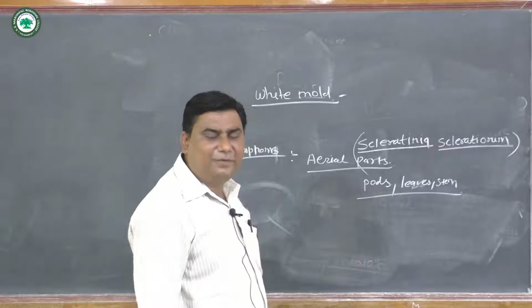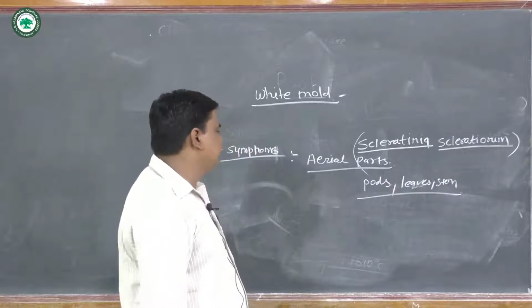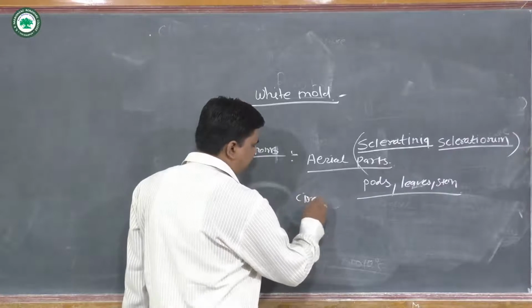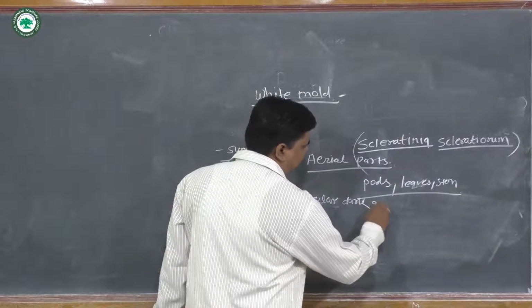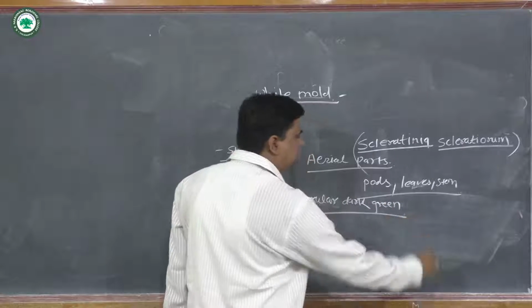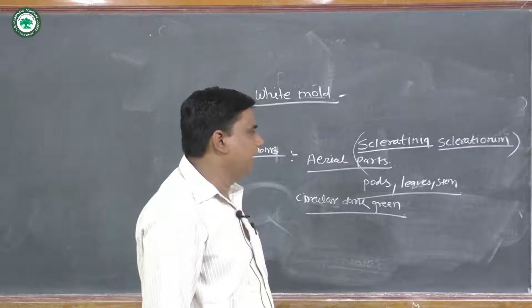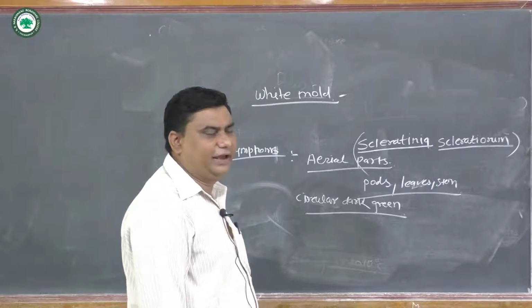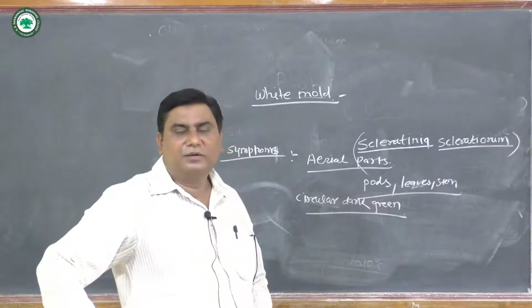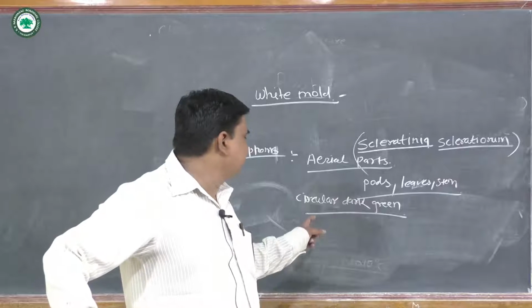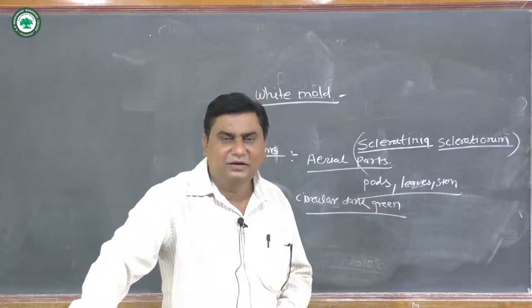Then what type of lesions are seen? Circular dark green lesions are seen on the pods, leaves and the stem, and also on the branches.